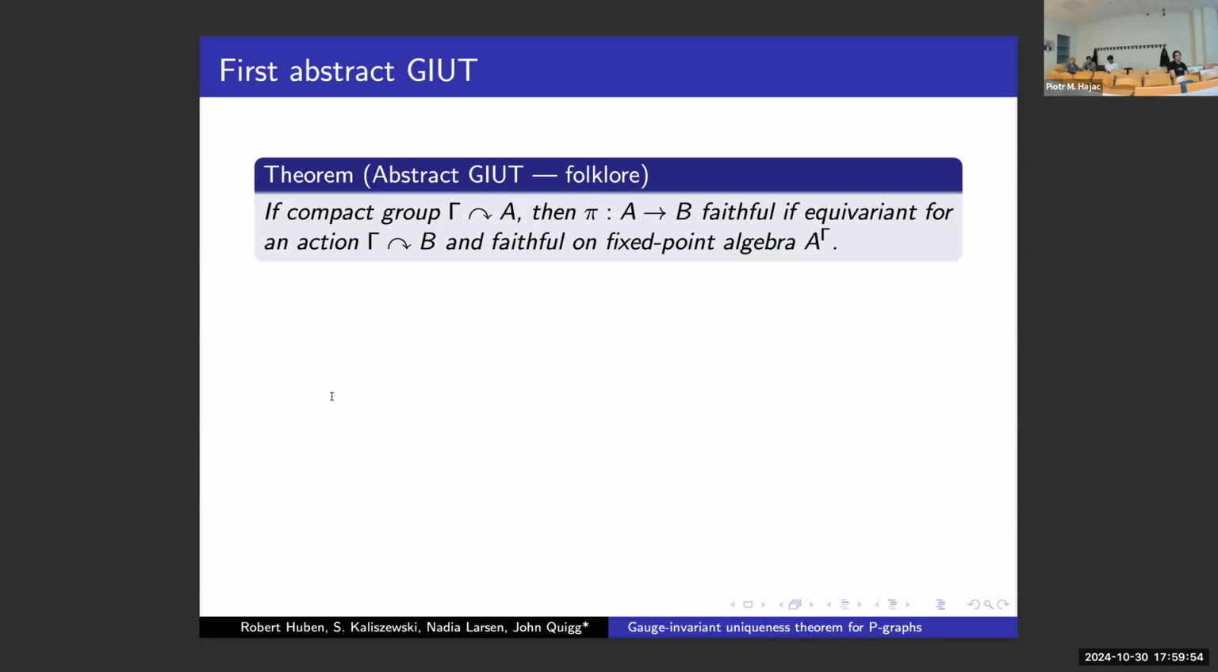I misspoke earlier. The group gamma is not discrete. It's in fact going to be compact.